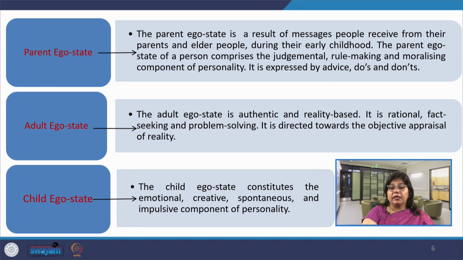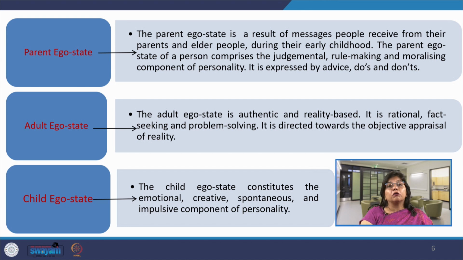The parent ego state is a result of messages people receive from their families, parents and elder people during their early childhood. The parent ego state of a person comprises the judgmental, rule making and moralizing component of personality, and it is expressed by advice, do's and don'ts. So, it is about understanding the reality, understanding the social expectations and then functioning accordingly. So, it is about the basic education or training that we receive from our family, and it is reflected in our own transactions or communications in future.